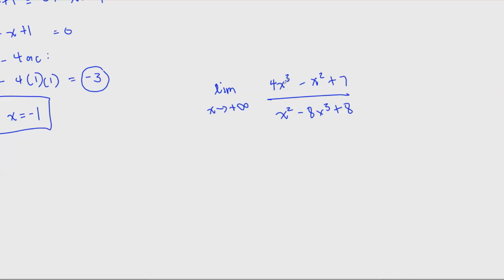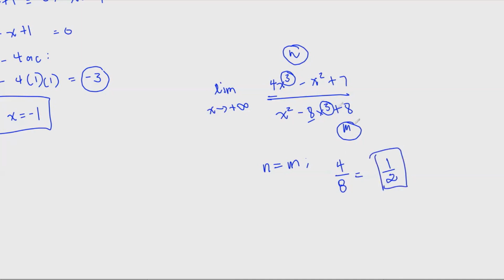Now, in this case, I will be doing the shortcut method, and I will just be finding out the highest exponent of our numerator. In this case, it's 3. And for the denominator, it is 3. Let's say we call this n, the exponent for our numerator, and this one is m. Since n is equal to m, then we just need to take the ratio of our numerator and denominator's coefficient for that highest exponent. In this case, that is 4/8. So therefore, the answer for this is 1/2. You can also try doing the long method and you should be getting the same answer.